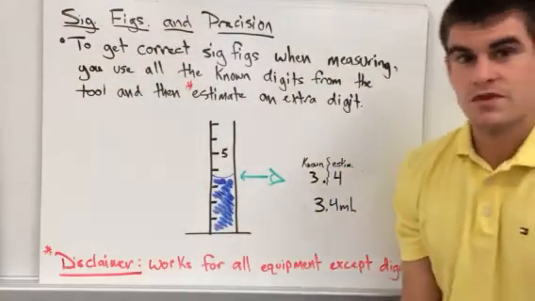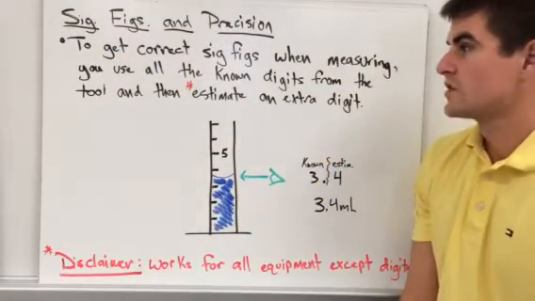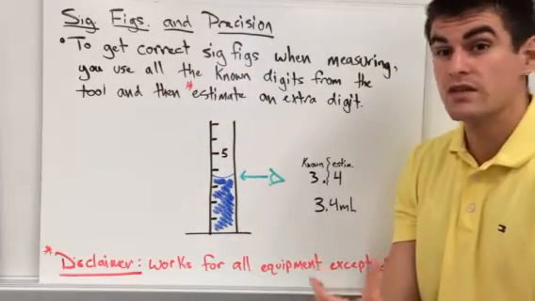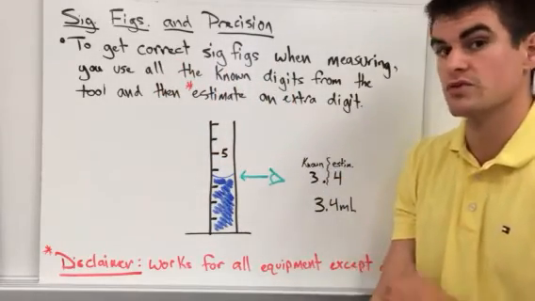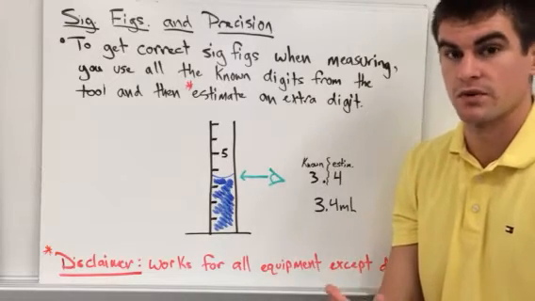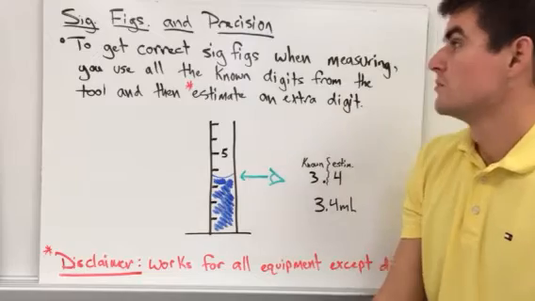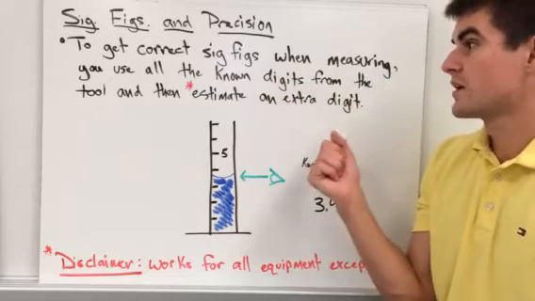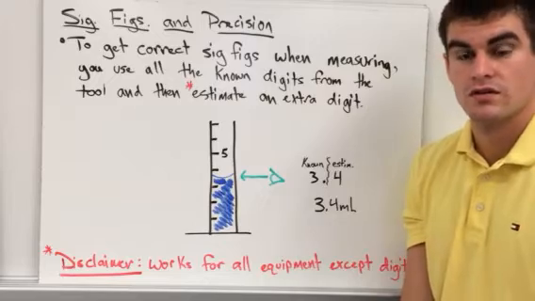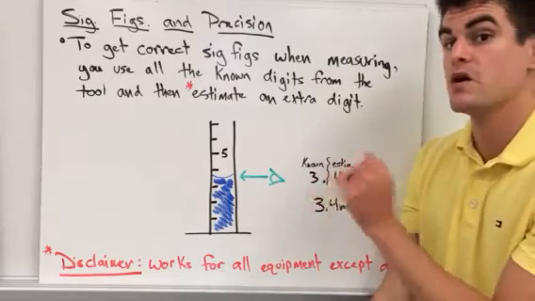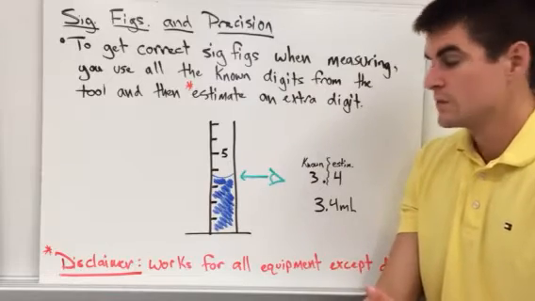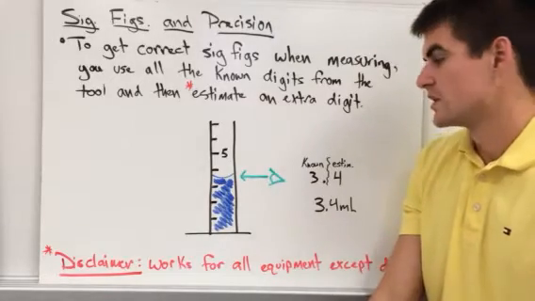So, sig figs and precision. Everyone's favorite, sig figs. Getting correct sig figs when reading these instruments is going to be very important. We'll use this in lab a ton, and it's something I do expect from you because we're going to show you how to do it. To get correct sig figs when measuring, we use all of the known digits, whatever line we know exactly, and then we can estimate an extra digit. So there is a little human component to this.